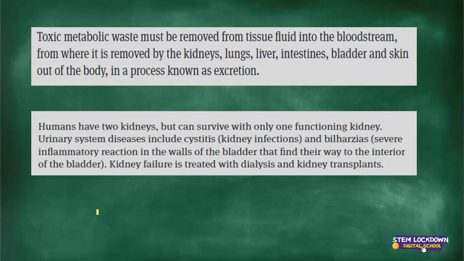And then urinary system diseases include what? Cystitis, which is a bladder infection, and bilharzia, which is a severe inflammatory reaction in the walls of the bladder that finds its way to the interior of the bladder. This happens when there's an inflammation on the bladder. It happens on the walls of the bladder. It affects firstly the wall, and then because it's an inflammation, it usually moves to the interior of the bladder. So it affects the whole entire structure there.